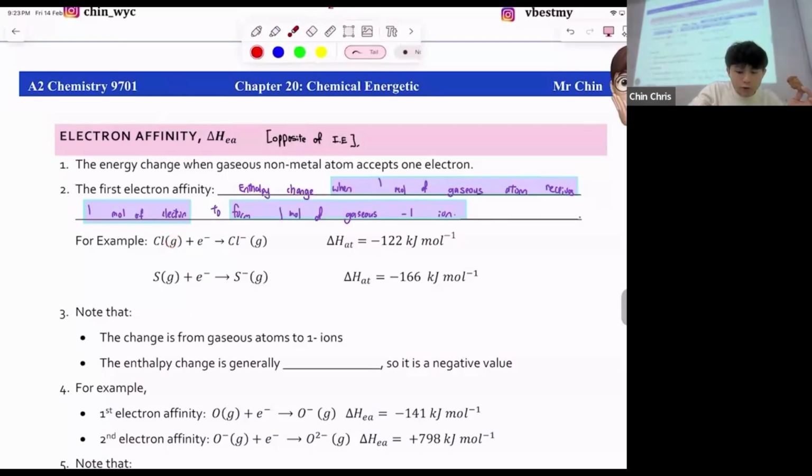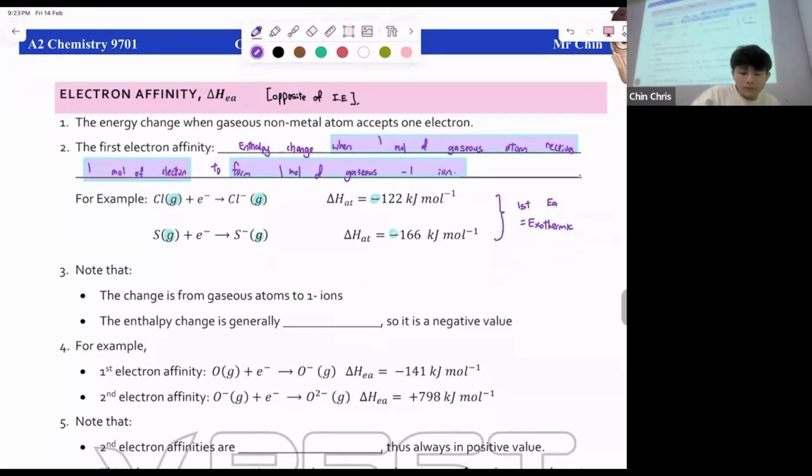So guys, you see that from gaseous, receive 1 electron, also into gaseous. Gaseous to gaseous. And guys, let's look at the value. I want you guys to write it down. Your first electron affinity is always exothermic. This chapter is the easiest. So, okay, remember, guys, first EA is exothermic.